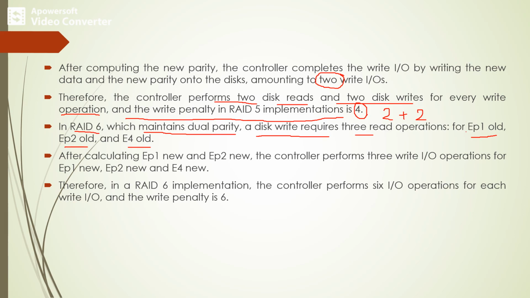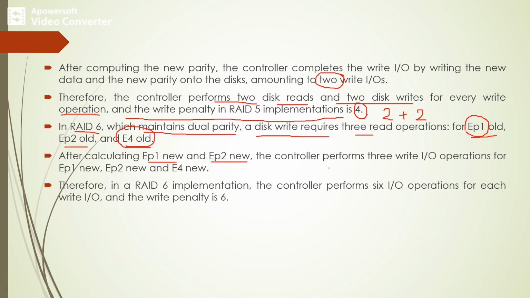I'll consider 2 parities, EP1 and EP2, as well as data E4 old, and I have to perform 3 read operations to read the old parities, that is EP1 old as well as EP2 old, and the old data. After that I have to compute 2 new parities, that is EP1 new as well as EP2 new.